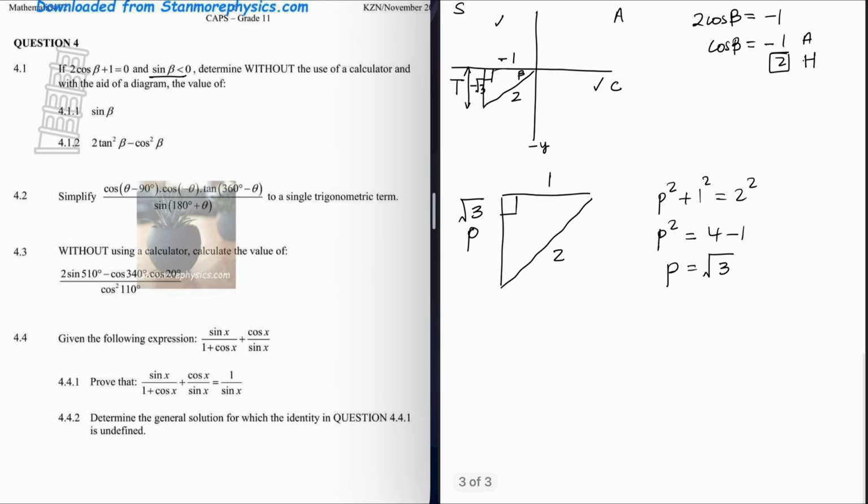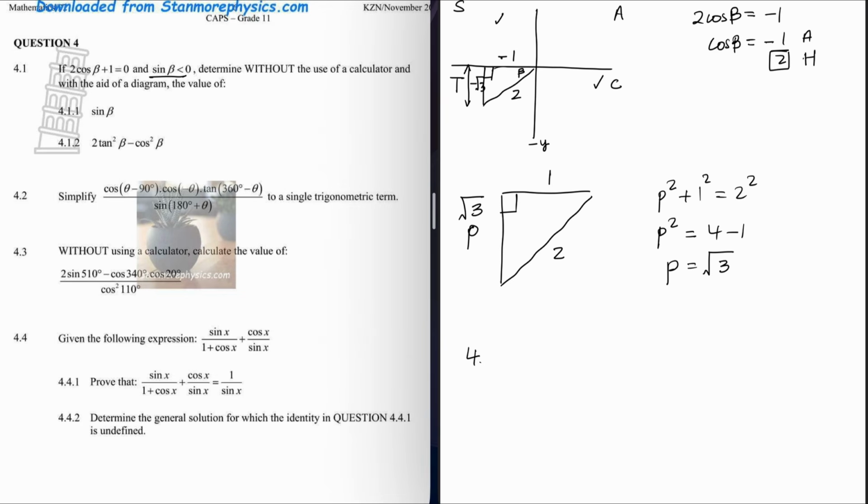Now let's solve question 4.1.1, solve for sine beta. Sine beta is opposite over hypotenuse, opposite the beta. So sine beta is going to equal minus square root 3 divided by 2.